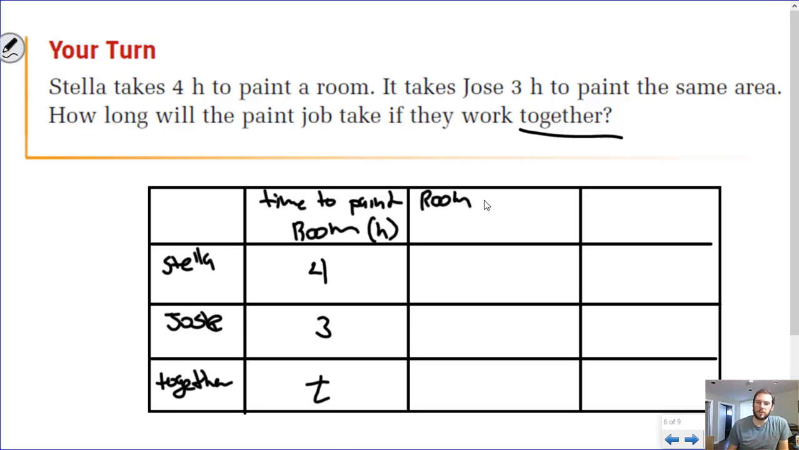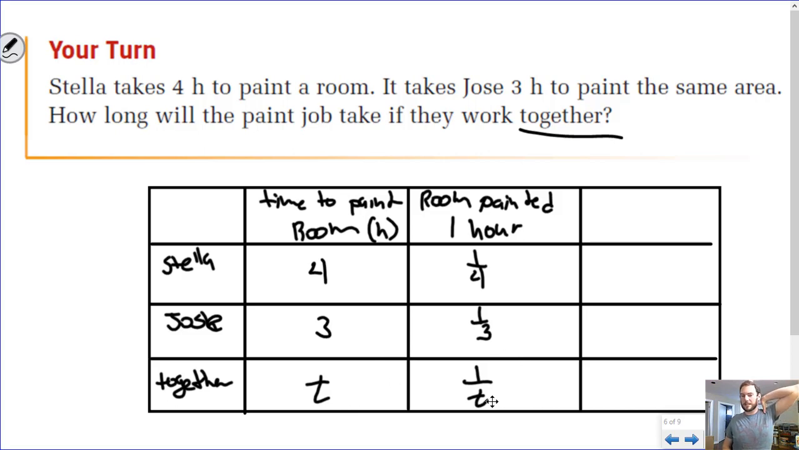Then in the second column, we want to know how much of the room they can paint in 1 hour. Stella can paint a quarter of the room. If it takes her 4 hours to paint a whole room, she can paint a quarter of the room in 1 hour. For Jose, it's a third of the room, and then together they can paint 1/T of the room. If it takes them T hours to paint the room together, they're going to be able to paint 1/T of the room in 1 hour.